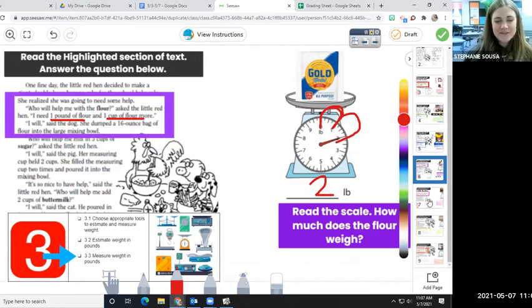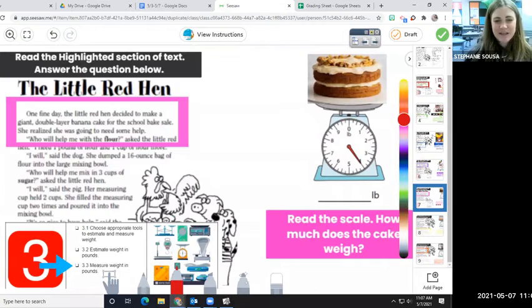All right, kiddos. Hop to slide 7, please. Slide 7, read the highlighted selection of text. Answer the question. One fine day, the little red hen decided to make a giant double layer banana cake for the school bake sale. She realized she was going to need some help. Who will help me with the flour? Asked the little red hen.